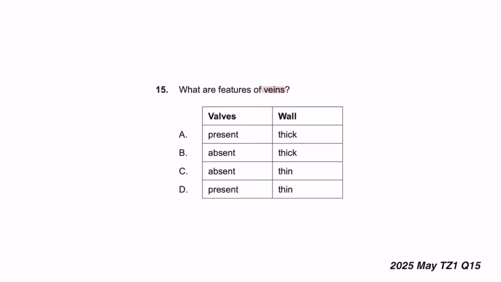Veins carry blood back to the heart, so they carry low blood pressure. So veins must have valves to prevent blood backflow due to low blood pressure. Veins also have thin walls to have a larger lumen to carry more blood back to the heart.